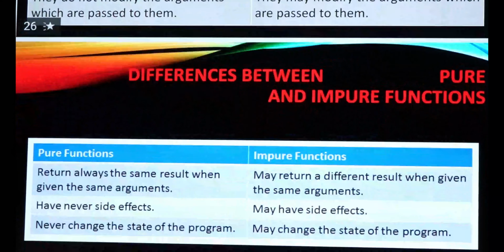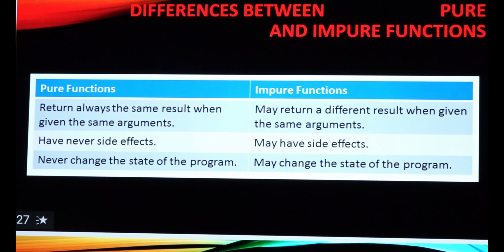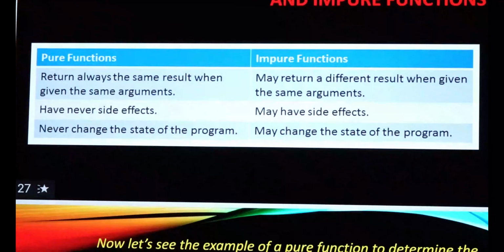Now, here also difference between pure and impure functions. Pure functions always return the same result when given the same arguments. Impure functions may return a different result when given the same arguments. Pure functions never have side effects. Impure functions may have side effects. Pure functions never change the state of the program. Impure functions may change the state of the program.